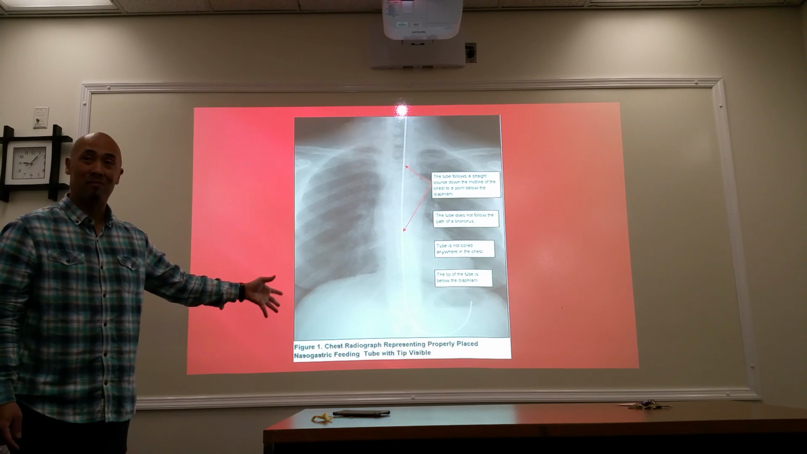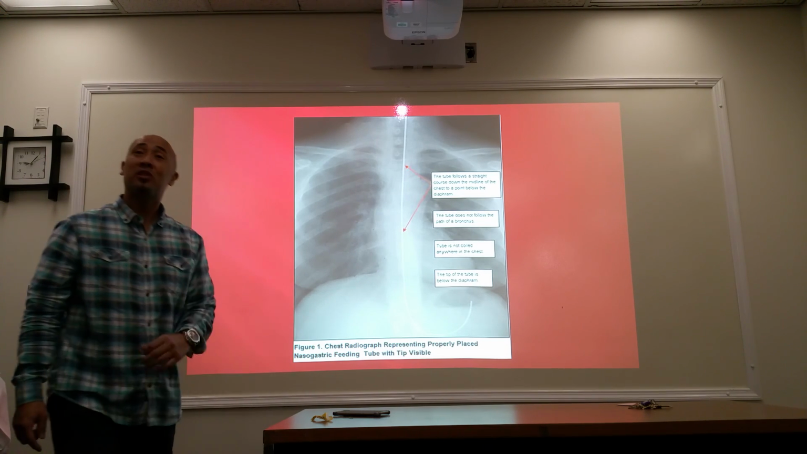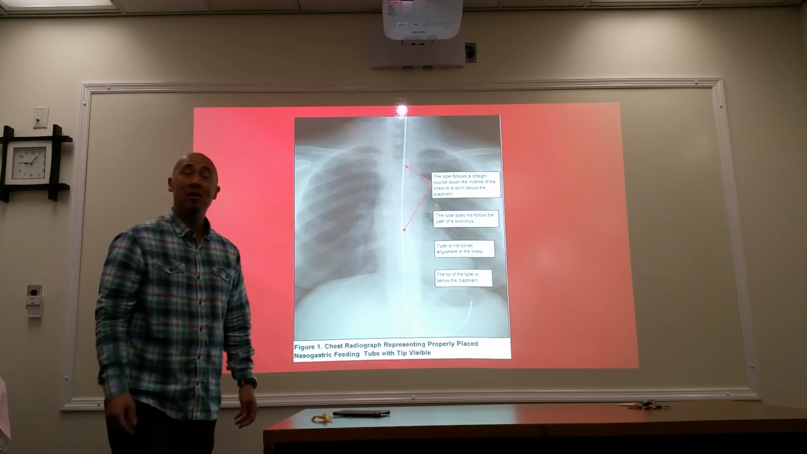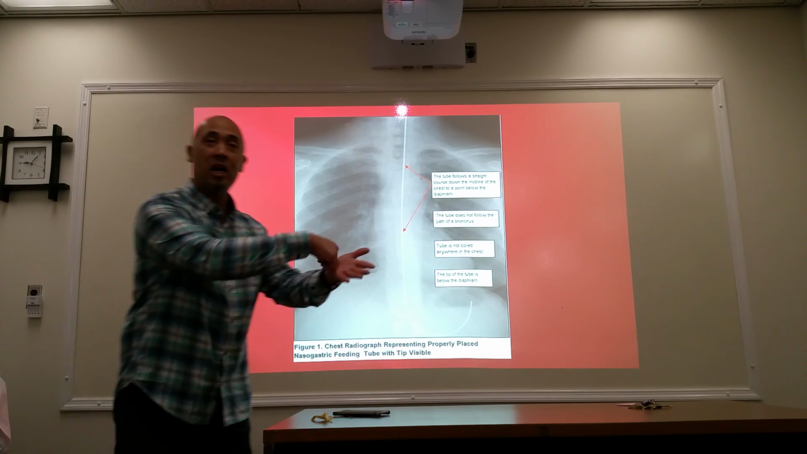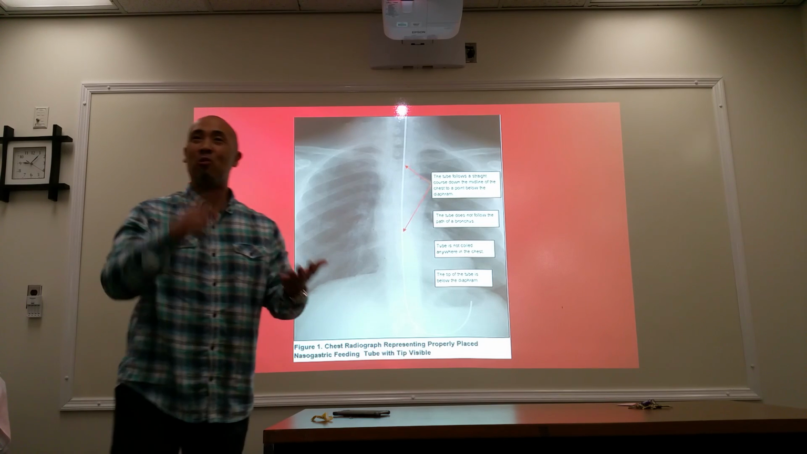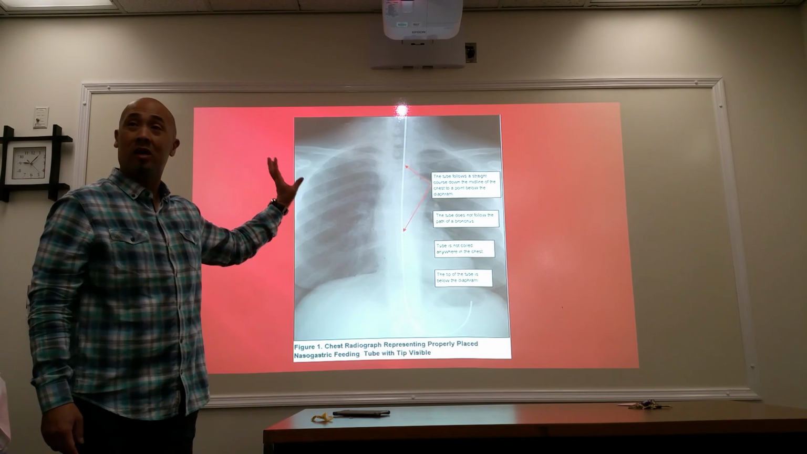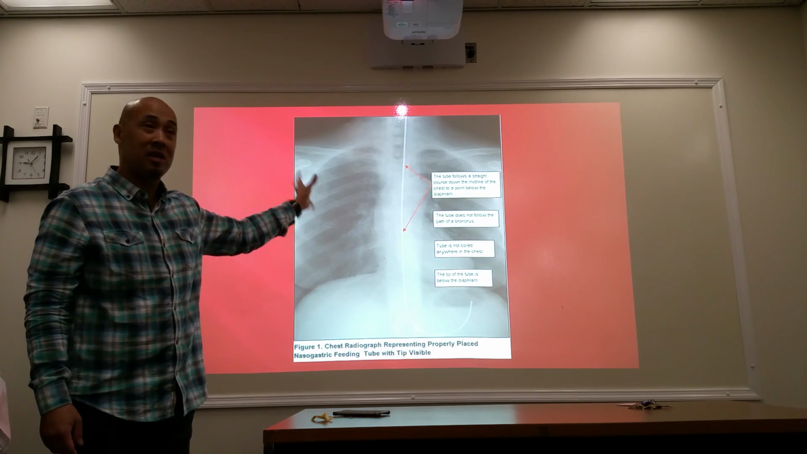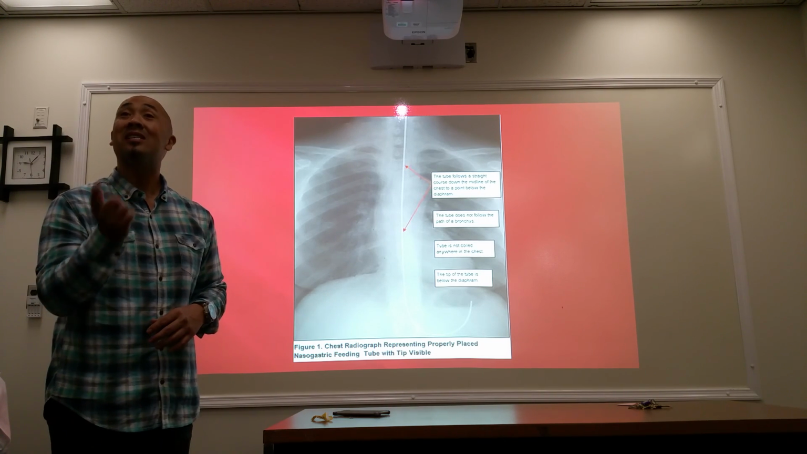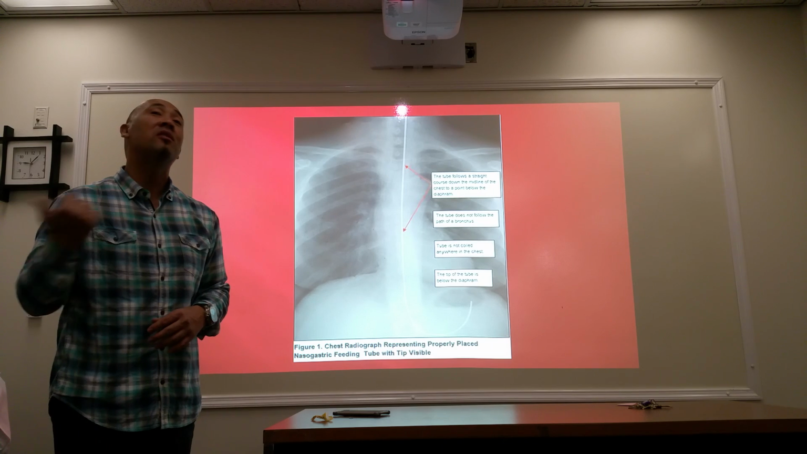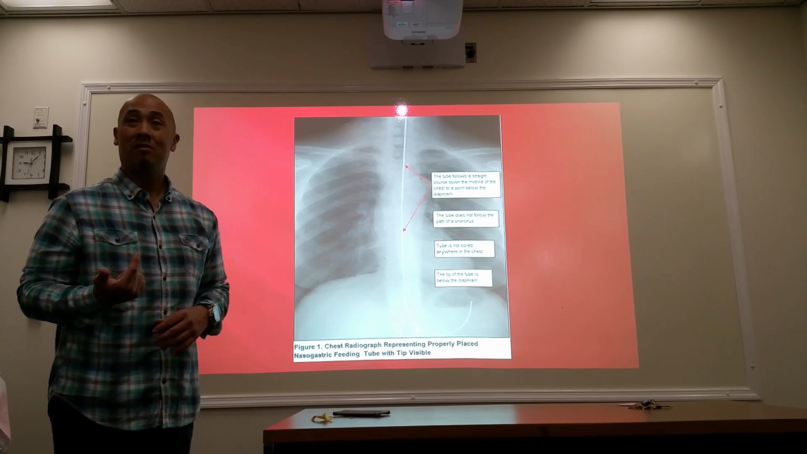It's a great placement. So once we do the portable chest X-ray, the doctor will look at the radiographic image, and then he'll say, yeah, good to use. And then we'll call the report to the nursing unit, and we'll say, it's ready for use. Go ahead and use it. But they can't use it until it's cleared by one of the doctors.